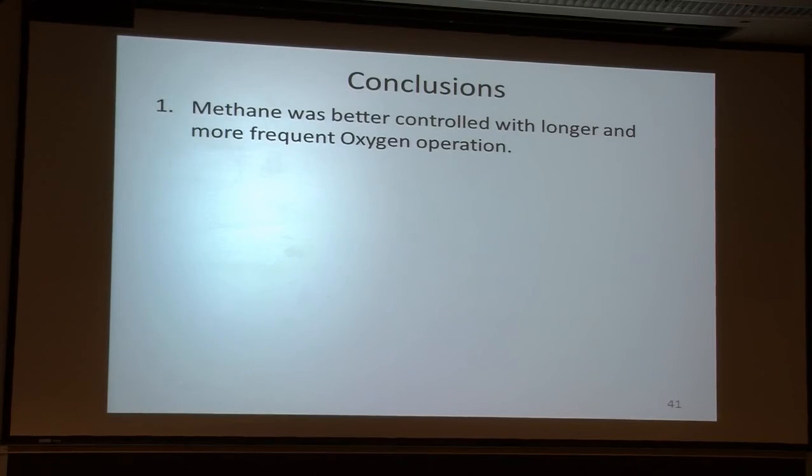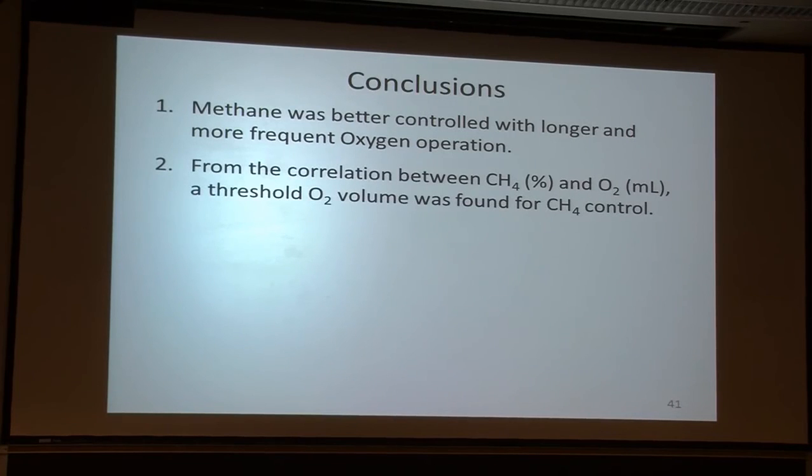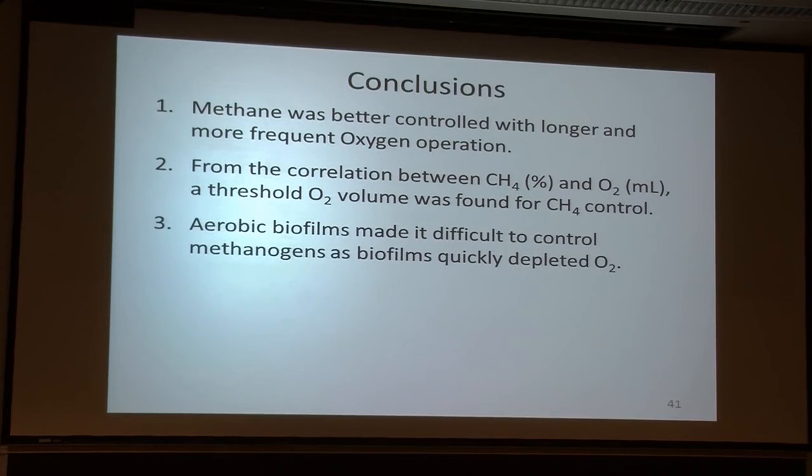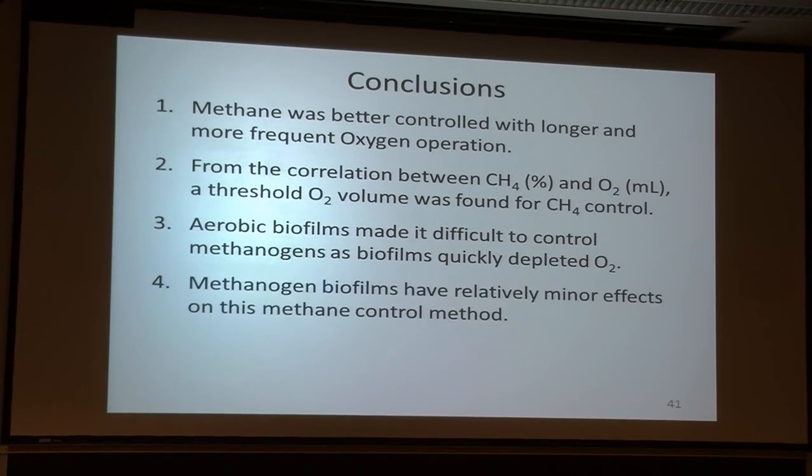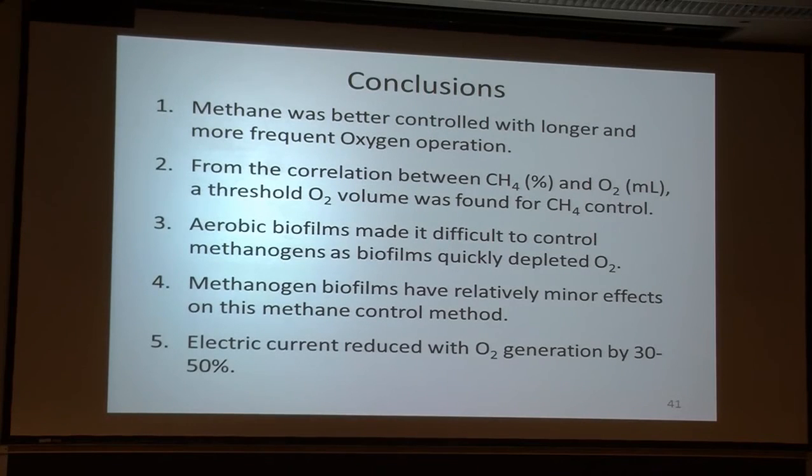So in conclusion, methane was better controlled with longer and more frequent oxygen operation. From the correlation between methane and oxygen volume, a threshold oxygen volume was found for better control of methane. Aerobic biofilms made it difficult to control methanogens because those biofilms quickly depleted oxygen. Methanogen biofilm had relatively minor effects on the methane control method. And electric current was reduced with oxygen generation by about 30 to 50%.